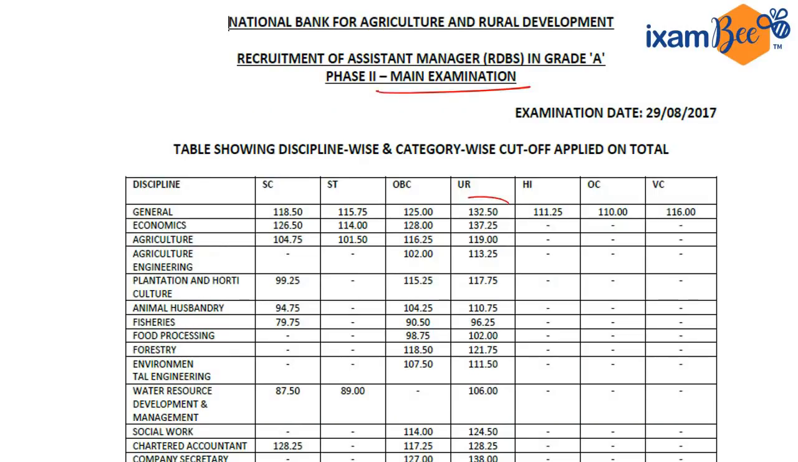You can see here in case of general it is 132 marks for the unreserved category. For OBC it is 125, for ST it is 115.75 and for SC it is 118.5. So now you understand what the cutoff was last year, but this year it may not be the same. It may be high, it may be low, depending primarily on the difficulty level of the paper, because competition is going to increase year by year. Please remember, the cutoff may be lower only when the difficulty level is high.